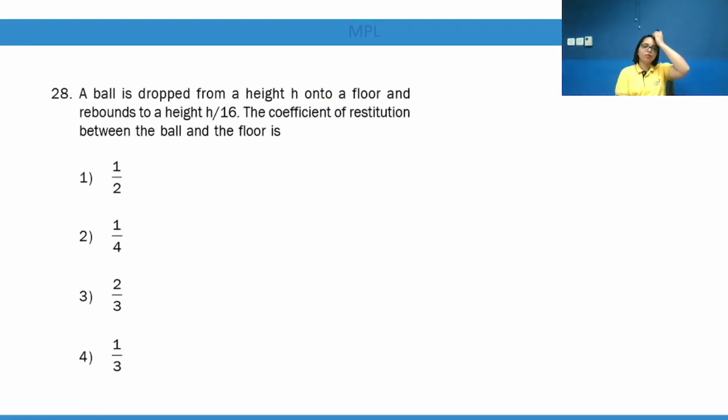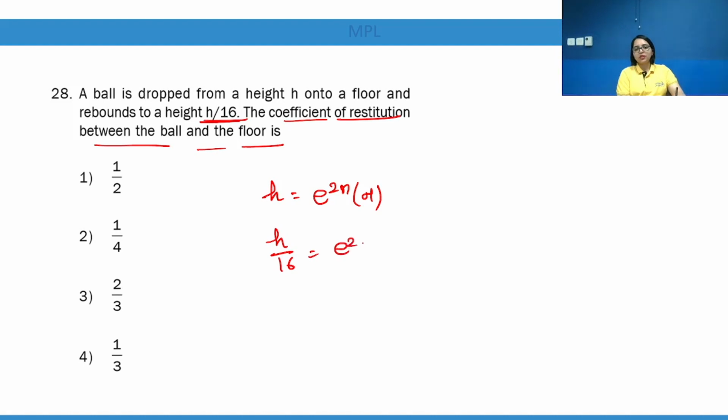Question number 28. A ball is dropped from a height h onto a floor and rebounds to a height h by 16. The coefficient of restitution between the ball and the floor is. So, the height gained by the particle after the nth rebound will be small h is equal to e to the power 2n into capital H. So, basically, small h is h by 16, capital H is h. So e square is given as 1 by 16. So e will be 1 by 4. So the coefficient of restitution in this one is 1 by 4, which is option 2.